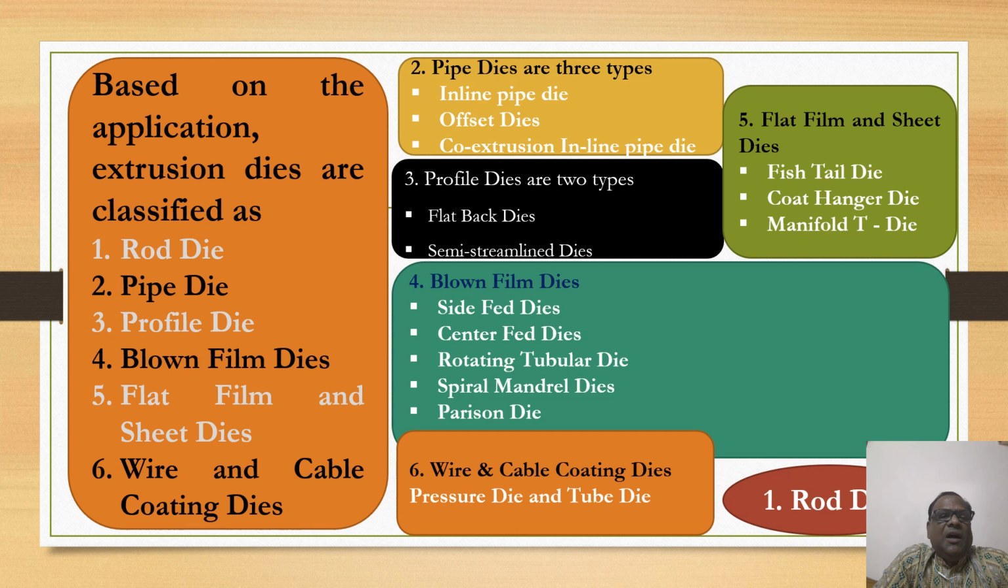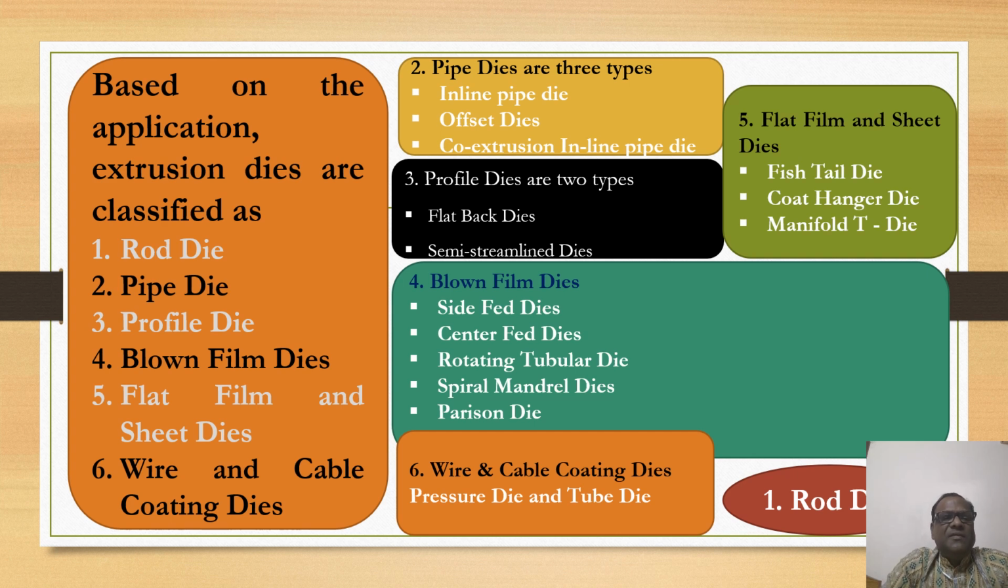So like this, I have classified the dies only based on the application. In my earlier videos, I already talked about the classification of dies based on melt flow, based on the type of product you are getting, and based on how the die is manufactured, whether it is a single piece or multiple piece. But today's video is only for classification of dies based on practical applications.